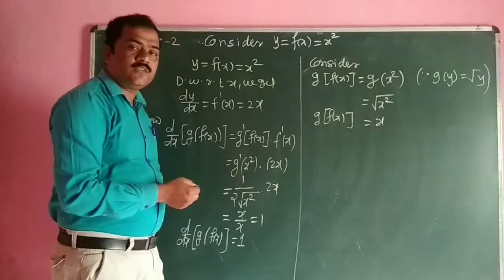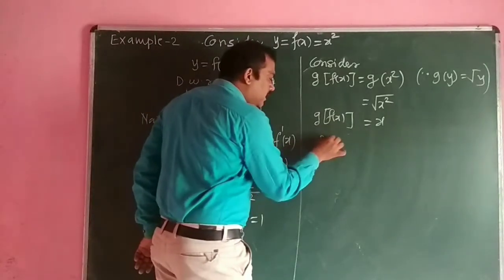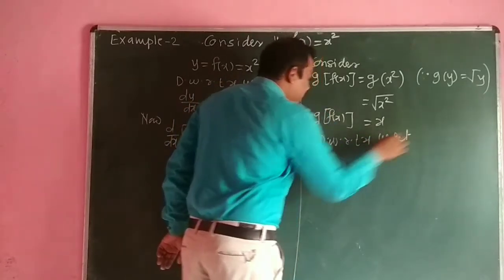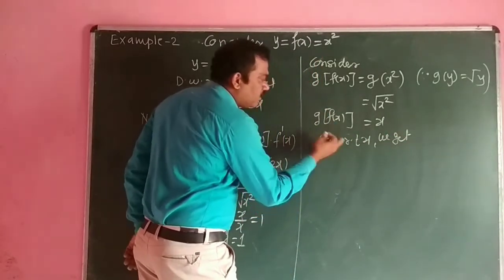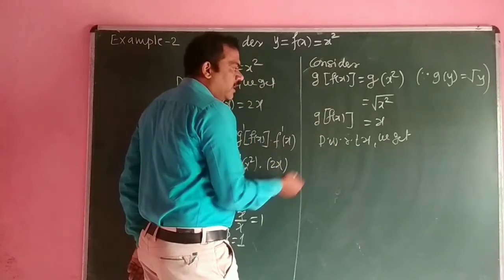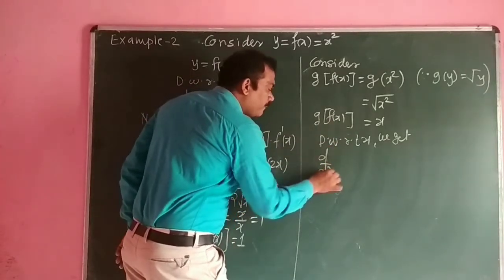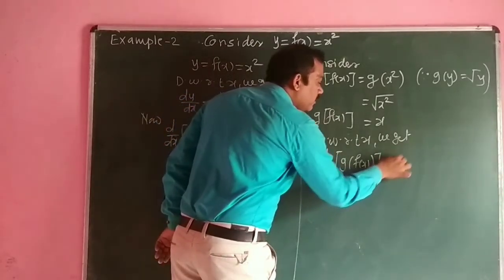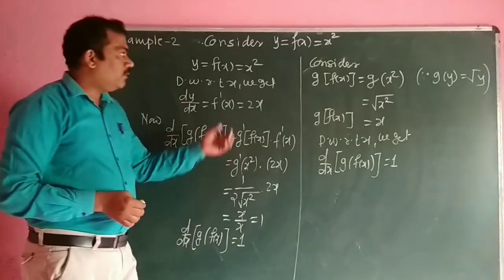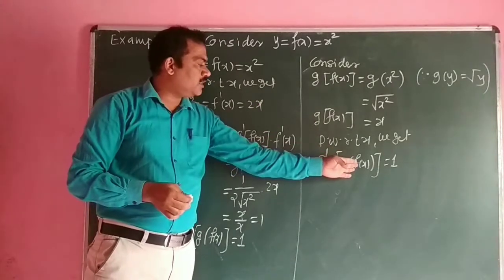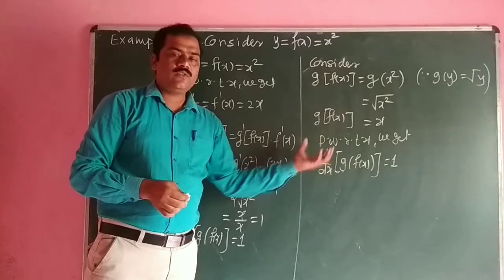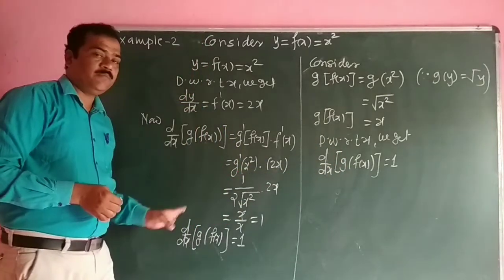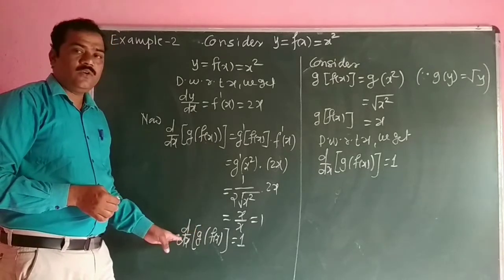Now we have to differentiate with respect to x. What do we get? That is d/dx, differentiation with respect to x. d/dx of g of f of x is equal to 1. It means if f of x is the original function and g is the inverse function, we write the composite function and then take the derivative. By using this simple way, we get the same value. Okay.